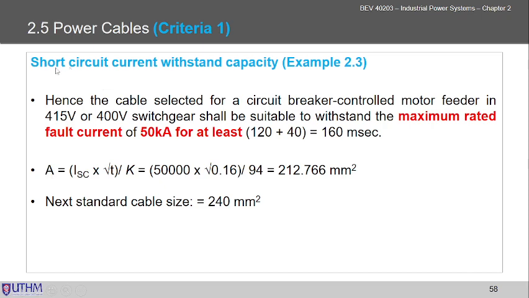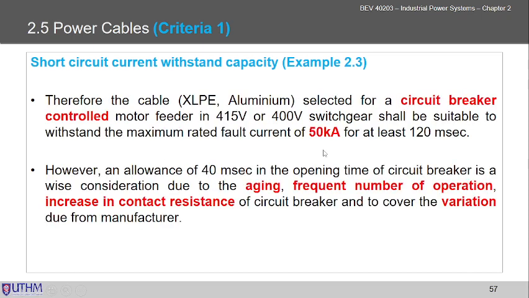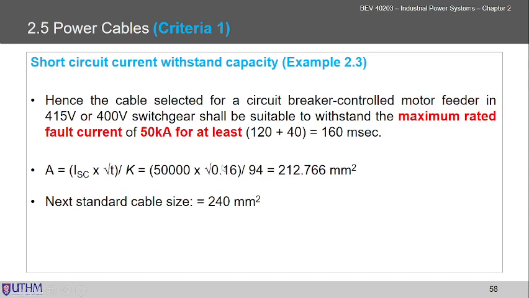Size for the short circuit current withstand capacity. That means criteria 1. The short circuit current is 50 kA, and the 50 kA is multiplied by 0.16, which is in seconds. Anyhow, you need to calculate in seconds, so transform 160 milliseconds to 0.16 seconds, take the square root, and then divide by K, which is 94.